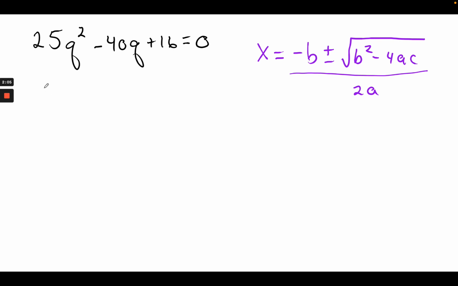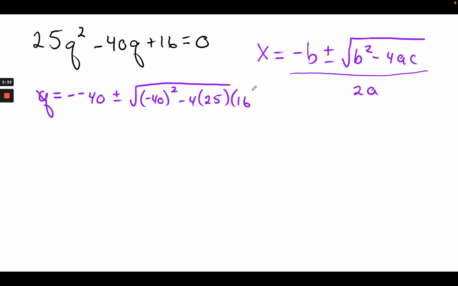Okay, so let's see what we have. We have x. Well, in this case, it's q. Of course, we have to make it difficult, right? Q is equal to negative b. So I already have a negative 40, so it's negative 40 plus or minus the square root of b squared, so that's negative 40 squared, minus 4 times a, which is 25, times c, which is 16, all over 2 times 25.